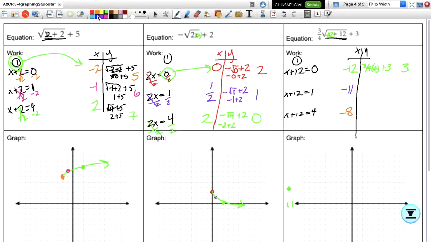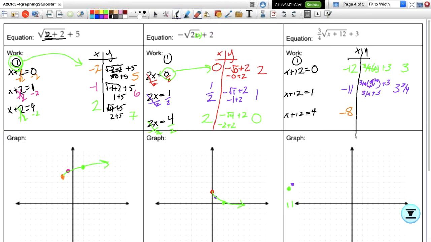Now let's do our next one. I'm going to plug in negative 11 here. Negative 11 plus 12 gives me positive 1, so I currently have 3/4 times the square root of 1 plus 3. The square root of 1 is just 1. So 3/4 times 1 is 3/4 plus 3. I don't care if you keep it as a mixed number, folks. It's 3 3/4. That's easy. You're graphing it, right? You want to know where it is. So I'm going to go negative 11, go up 3 and then 3/4 of a box. Boom, right about there.